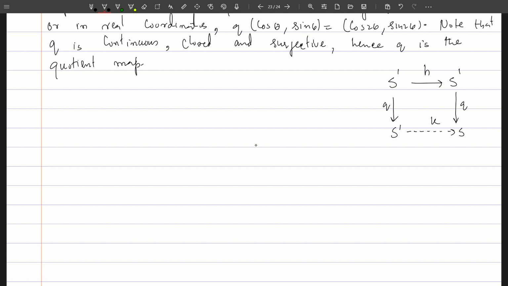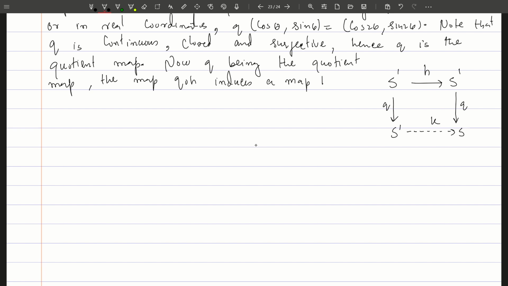So this diagram commutes. So now Q being the quotient map, the map Q composite H induces a map K from S1 to S1 such that Q composite H is the same as K composite Q.